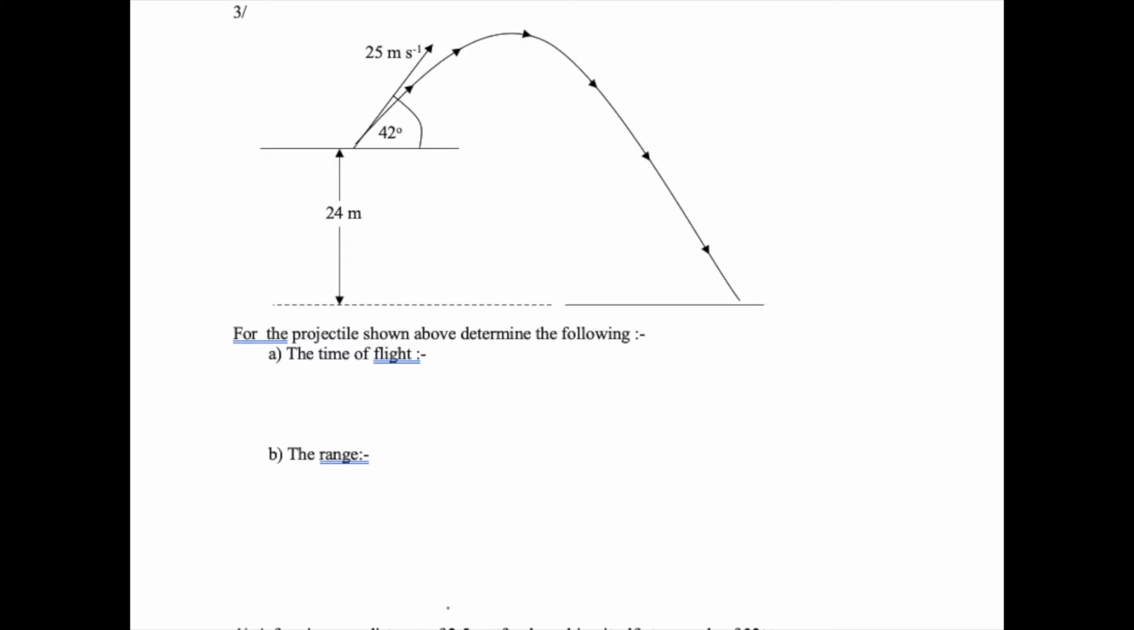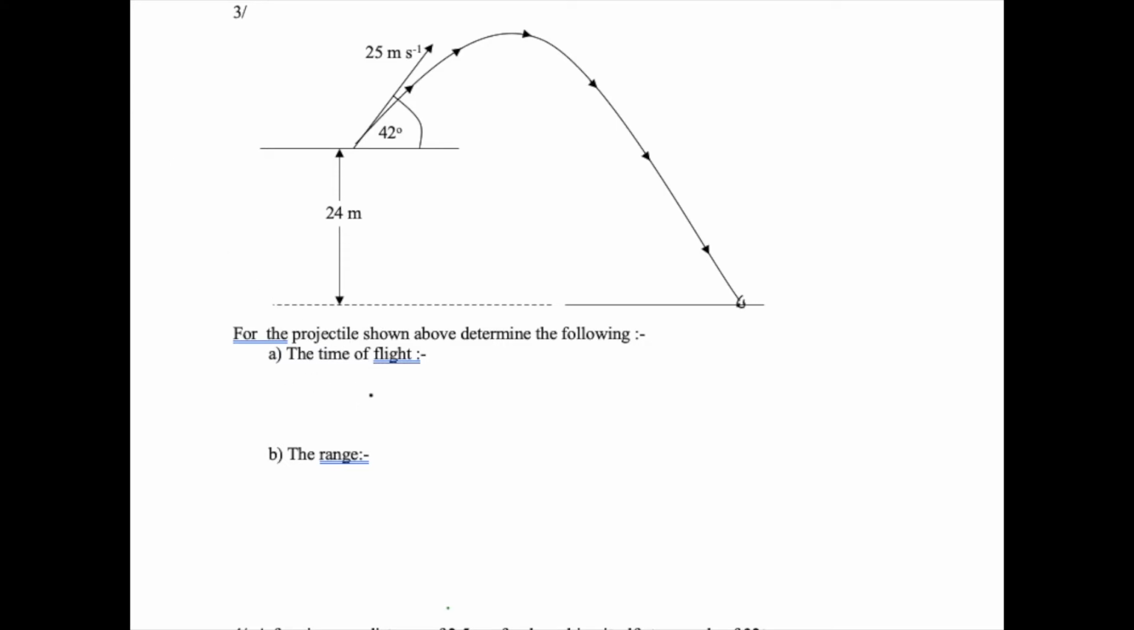3, we are now looking at the projectile fired at 25 meters per second at an angle of 42 with the horizontal and following that path in air. It starts from 24 meters high and ends up on the ground over here. We want to know the time of flight and we want to calculate the total range. So this is the horizontal displacement and the time of flight is the first question.